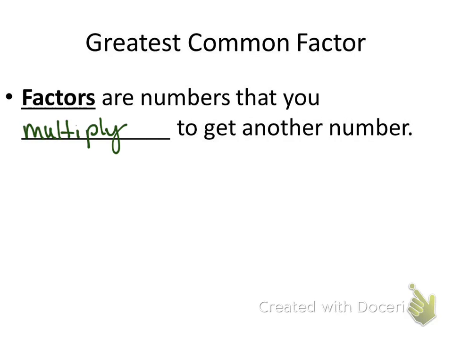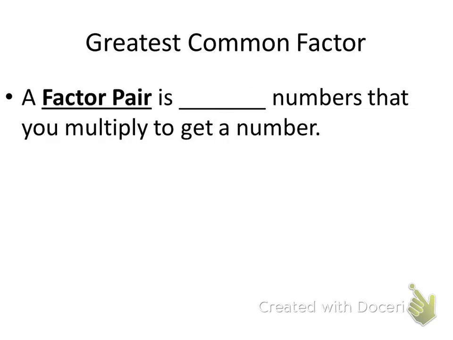When you multiply two factors together, so let's say 2 and 8, I multiply the factors 2 and 8 together. So what's 2 times 8? 16. The answer is called the... So when you multiply two factors together, you get an answer. What's the answer called? Greatest common? Nope. Product.